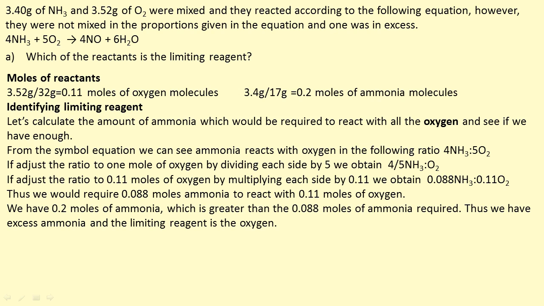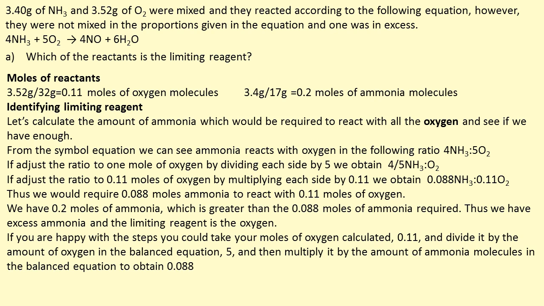If you're happy with the steps, you could take your moles of oxygen calculated, 0.11, and divide it by the amount of oxygen in the balanced equation, 5, and then multiply it by the amount of ammonia molecules in the balanced equation to obtain 0.088 moles.